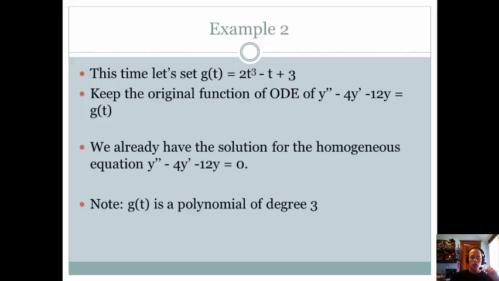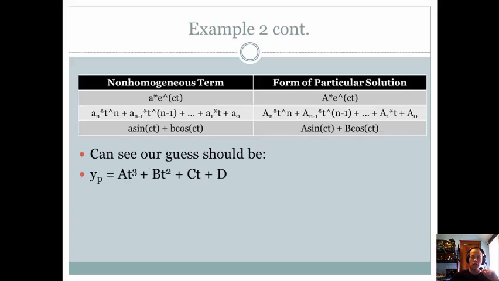Right? So, as I mentioned before, note that g of t is a polynomial of degree 3, which is important when we're making our guess, because when we look at our table here, we see if we have degree 3 in our polynomial, our guess also needs to be a polynomial of degree 3 with these unknown coefficients. And it's very important, even though our original function doesn't have a t squared term in it, our guess should always still have every single term in it. It should still contain a t squared term.